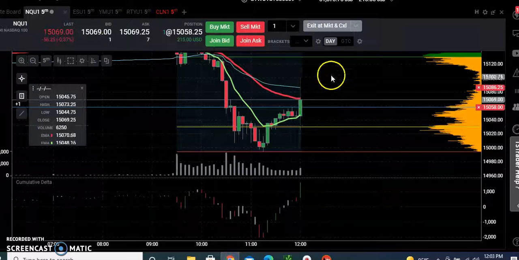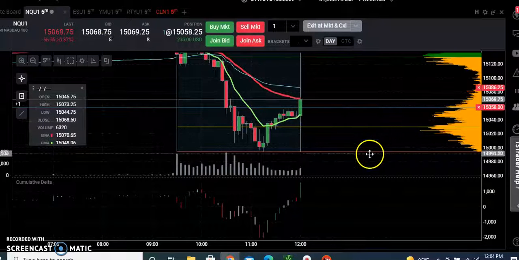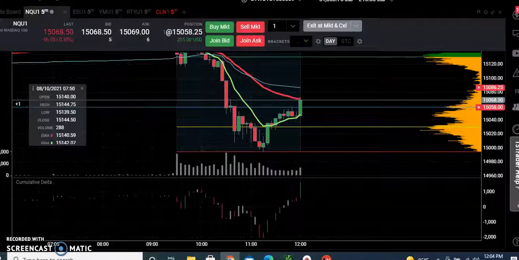It could fill up this gap in here. It could even go up and make new highs today. So I will come back and let you know how things play out here.